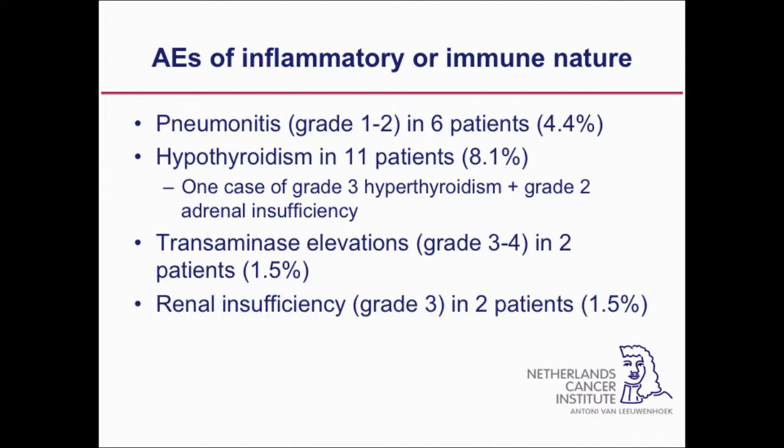So what were the toxicities found with this antibody? Pneumonitis, grade 1 or 2, so only very moderate, in 6 patients, hyperthyroidism in 11 patients, and transaminase elevations and renal insufficiency in 2 patients. So also this drug is in fact well tolerated.